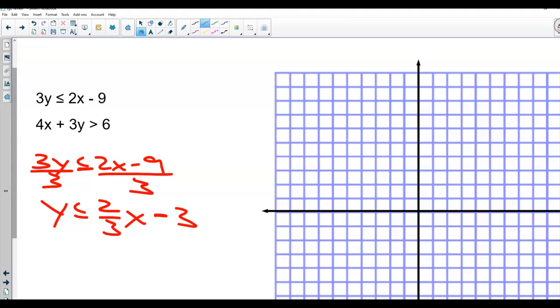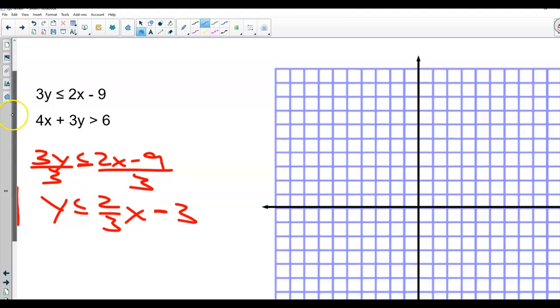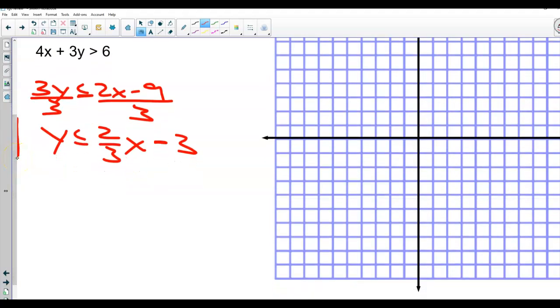It's a less than or equal, so it's a solid line. At this point, we all should be able to graph a line. Negative 3 is my y-intercept. Up to right 3, down to left 3. Down to left 3, we'll go up to right 3 one more time.